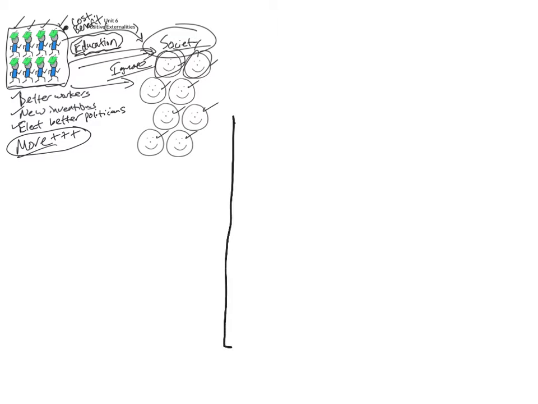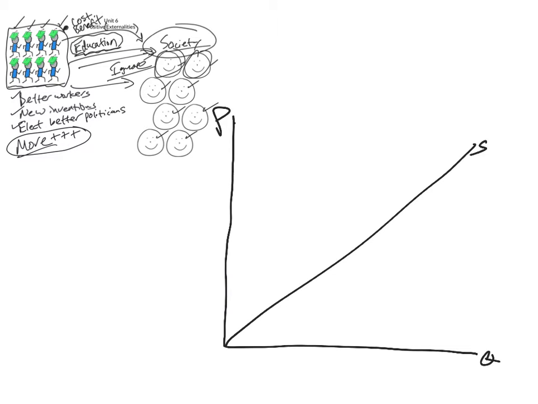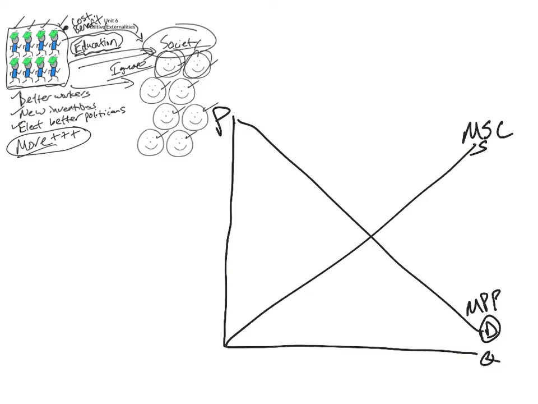And so in our model, we're going to have a normal setup of price and quantity. We're going to have an upward sloping supply and a downward sloping demand, just like we always do. But now we're going to say that this is the marginal social cost of education. And this demand, what's the demand look like? This is the marginal private benefit.